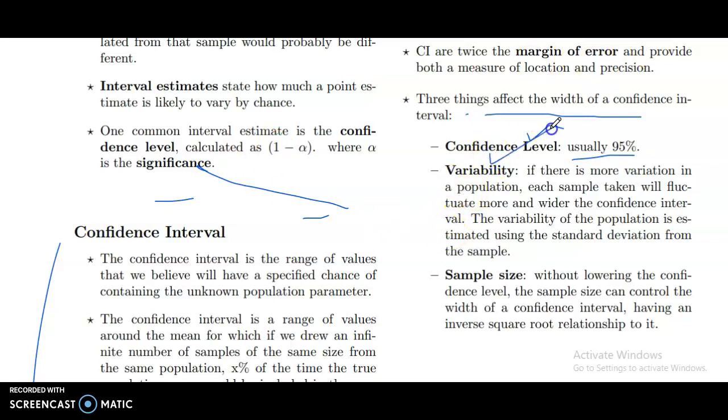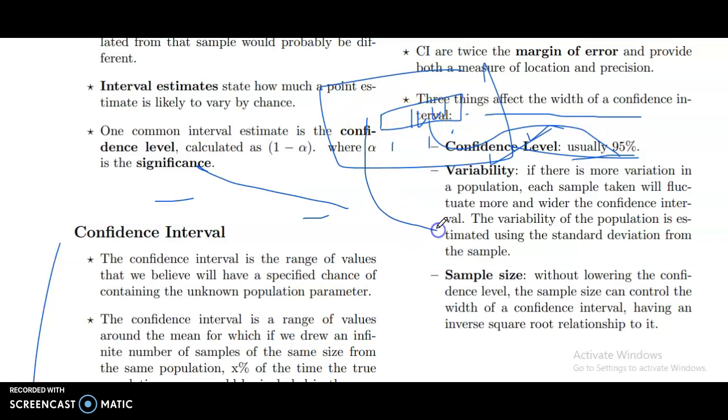Then variability. If there is more variation in the population, each sample taken will fluctuate more, and the confidence interval will be wider. The variability of the population is estimated using the standard deviation from the sample.